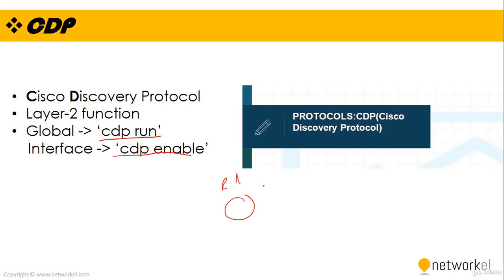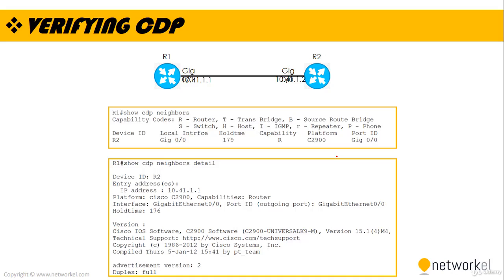Okay, in here we have just two routers directly connected to each other. And if I type, for example, the show cdp neighbors command on router 1, I will see the information related to router 2, such as its model, such as the interfaces connected to this guy. To verify the CDP, as I told you, I'm using the show cdp neighbors command.